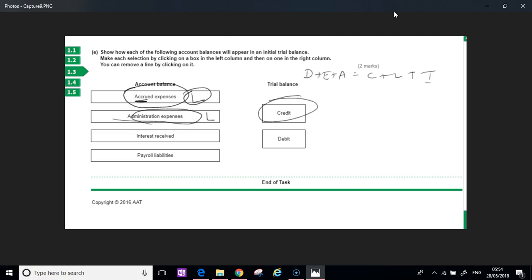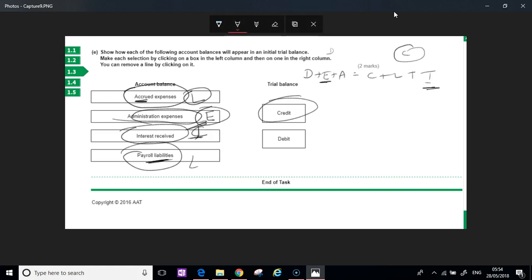Administrative expenses. This is E. So E, you can see we have, remember, debit E. So whenever we have anything here, this is a debit, quite naturally. Interest received. You are receiving interest. It's a source of income, a type of income. You can see it's credit. So it's an I, a type of I. And a payroll liability. You see that right there. That's a liability, so that's a credit as well.